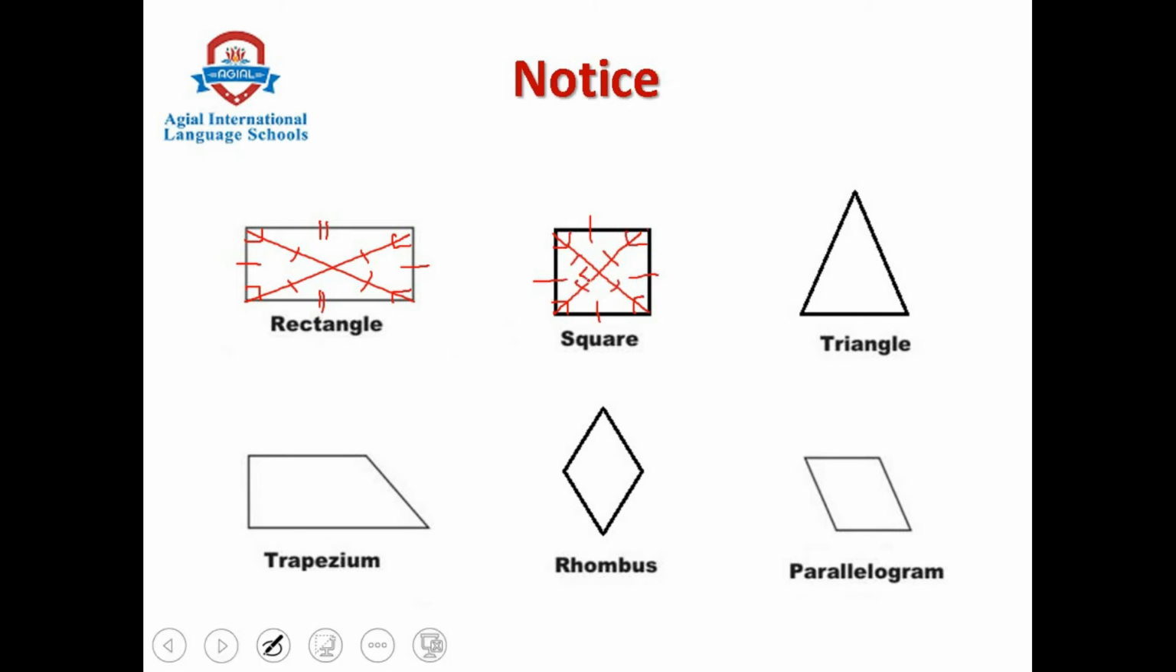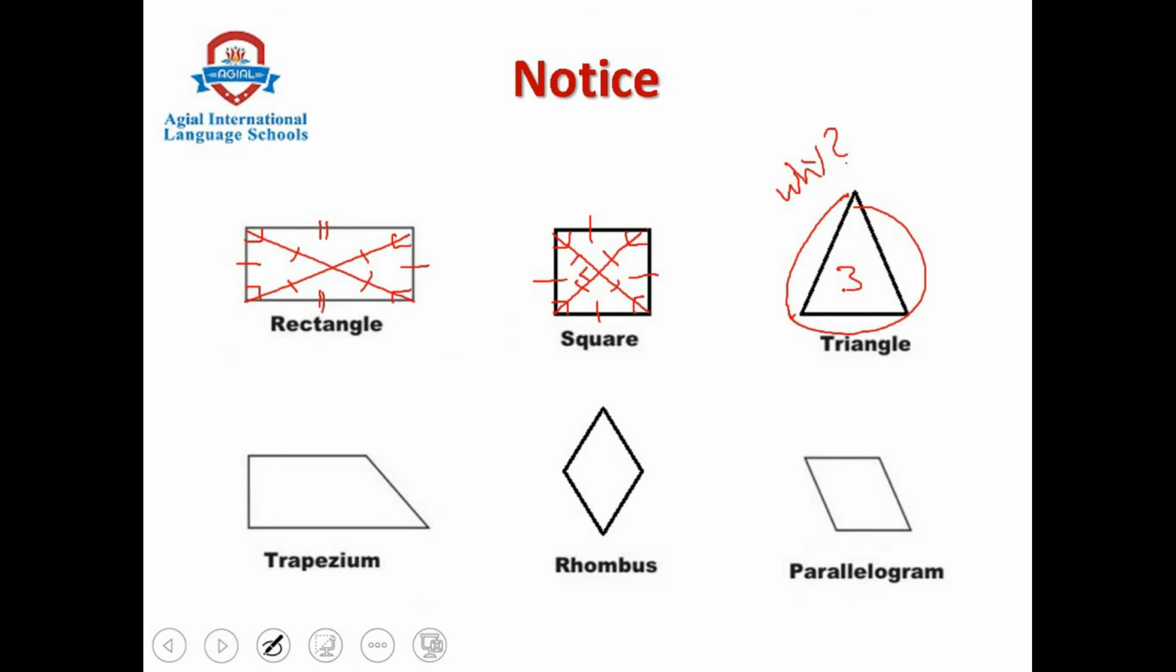And if we look at the third figure, we have a triangle, and in a triangle we have no diagonals. We have 0 diagonals. Why? Because the diagonal is the line segment joining 2 non-consecutive vertices. And when we look at the triangle, all vertices are consecutive, so there are no diagonals. And we notice that the triangle has only 3 sides or 3 line segments. In the fourth figure we have a trapezium.